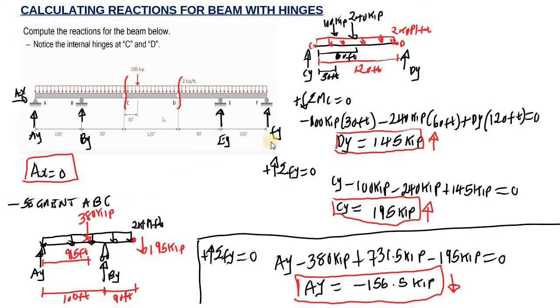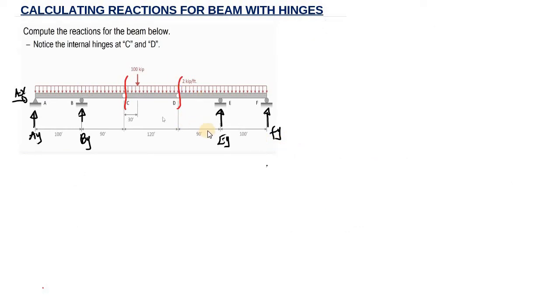So we are left with just EY and FY. How can we calculate EY and FY? What we are going to do is take a look at this other segment, segment DEF, because we want to calculate EY and FY. Now, if you take a look at segment DEF, we are going to have something like this. We have a pin support at point E, and we have a roller support at point F.